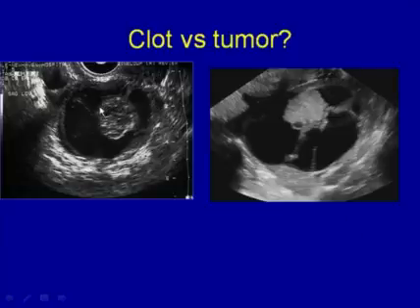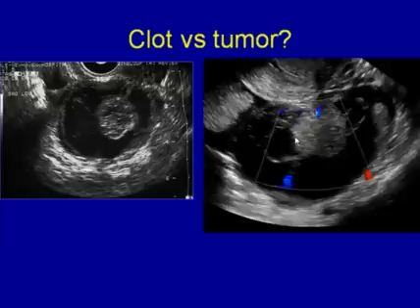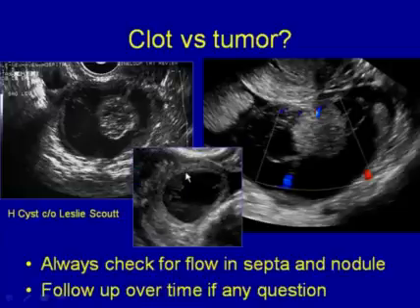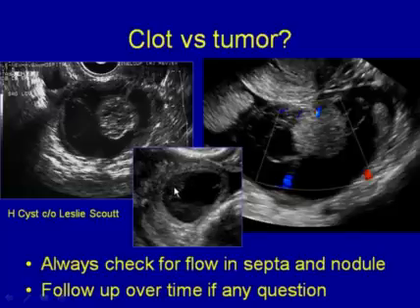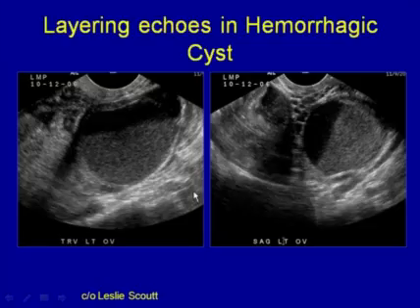What about clot versus tumor? Well, again, always turn on the Doppler. So here is an obvious nodular appearing soft tissue collection with what looks like septations going out from it, similar to this one. But on this one, you can see there's flow within this nodule. This one had no flow, and when it was followed, this resolved over time, was a retracting clot. Again, always check for flow in the septa and the nodule and follow up over time if there's any question. And again, thanks to Dr. Scout for this lovely case.